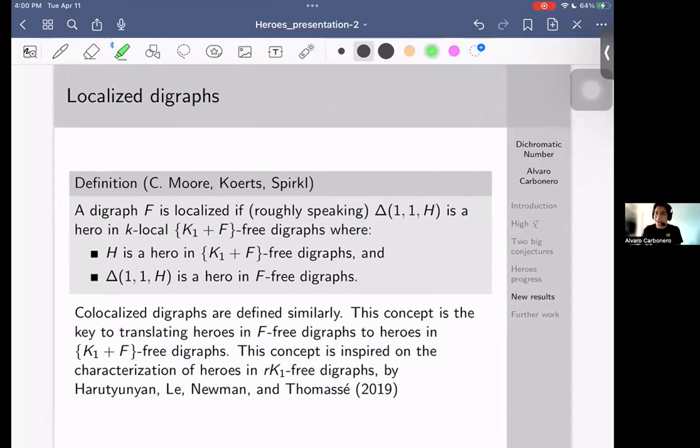What we define, we create a new definition, and it's that F is localized, roughly speaking. We're not going to go into formality. If H is a hero in K-local K1 plus every digraph. So we are giving ourselves the aid of also adding to the constructions that we are working with K-local digraphs. And if you want to know what H, K and F are in this context, here is what they should be. But again, we're not going to get bogged down in details. It's just a way to exemplify what we're going for. This definition is heavily inspired by the proof of the RK1 result, that heroes in tournaments are exactly the same as heroes in RK1-free digraphs. So I just want to give them credit because we did borrow a lot of their ideas.